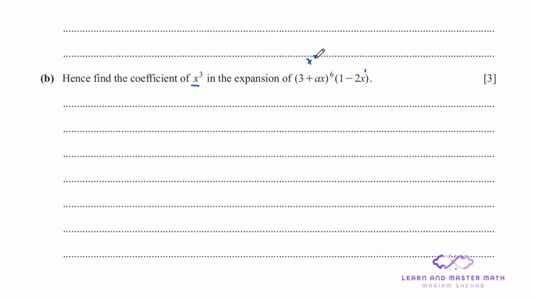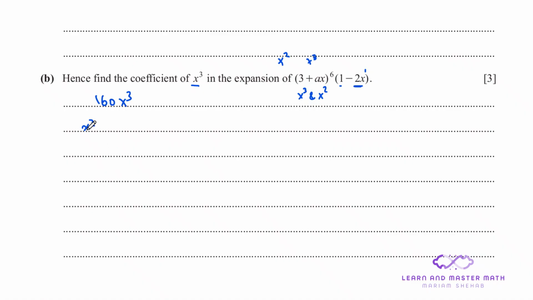Having the x cubed from the first factor coefficient times 1 will give you an x cubed, and having the coefficient of x squared times minus 2x will give you the coefficient of x cubed as well. So we will be having the x cubed coefficient from the first factor and the x squared from the first factor. We already found the x cubed coefficient in the first question, which is 160 x cubed. We will do the same, and we will find this time the coefficient of x squared.